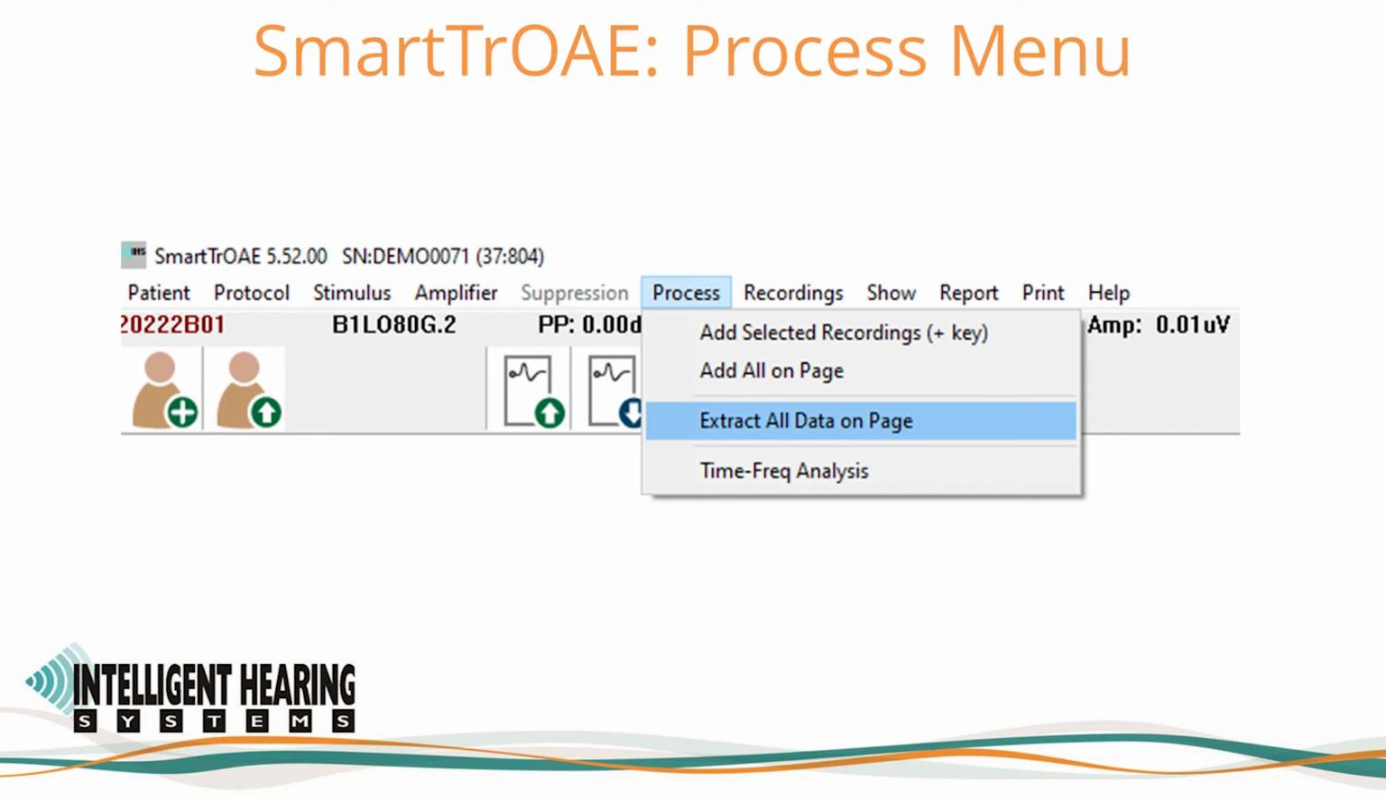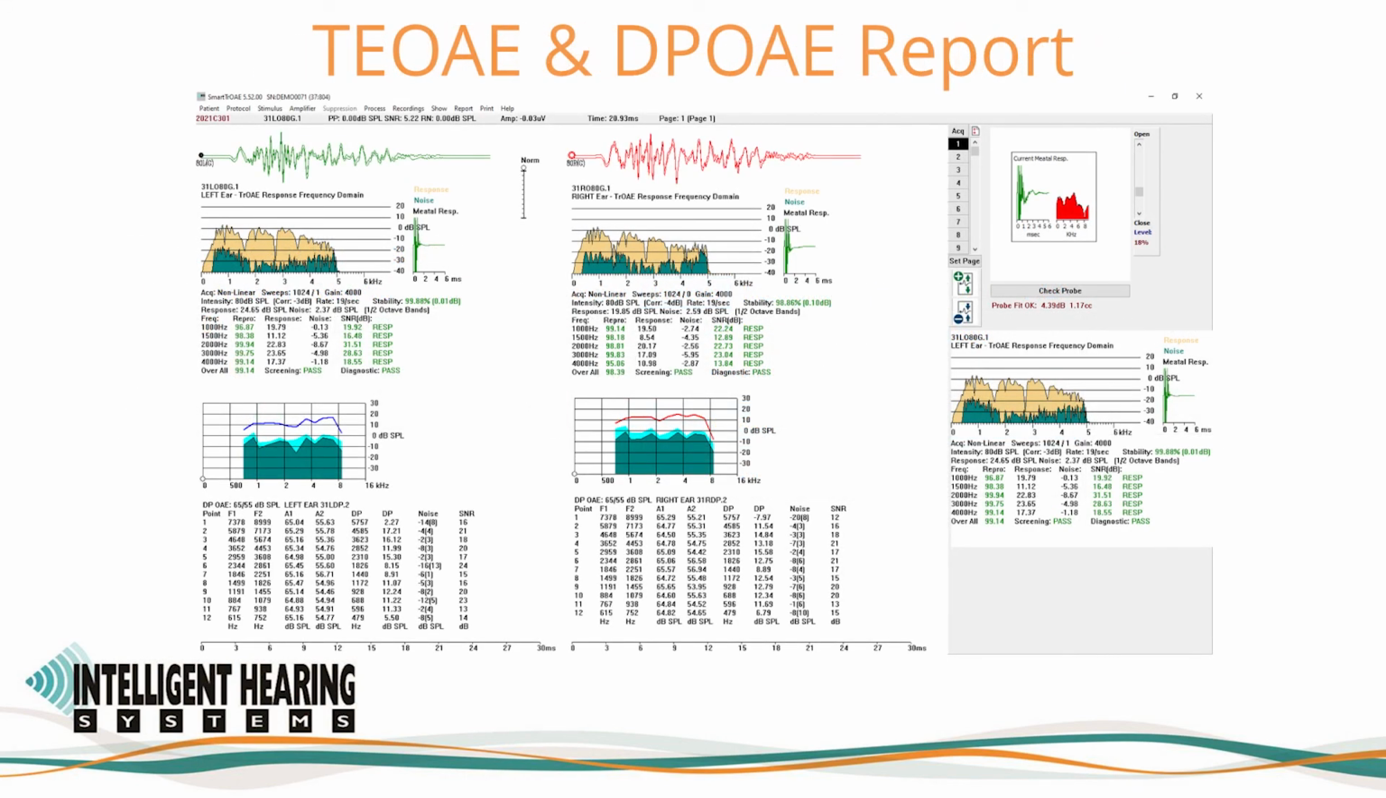In the process menu, we have added the option to sum TEOAE recordings together to obtain a grand average and the ability to export and extract the data to ASCII. Lastly, you are now able to import DPOAE results into the SmartTrOAE software for a more comprehensive and complete OAE data report.